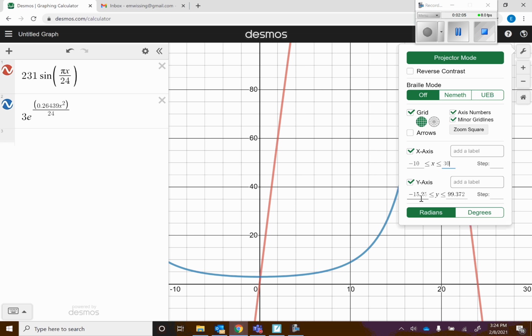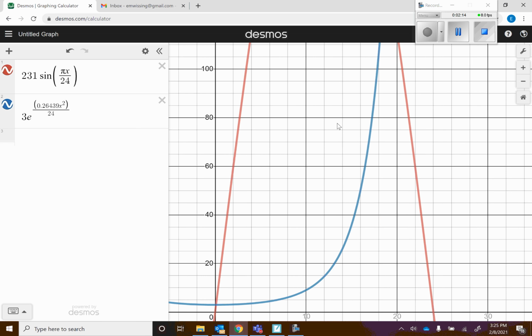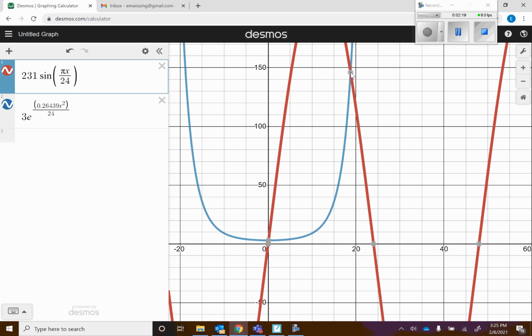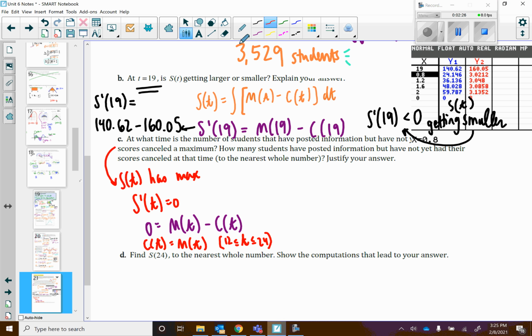And if I notice on my y-axis right now, I don't see where they intersect. It's not quite big enough, so I'm just going to zoom out a little bit. And here we go. I see where they intersect, 18.778. So let's write that down. This is not necessarily a maximum. This is just a critical value. Now the question is, let's see if it was a maximum.